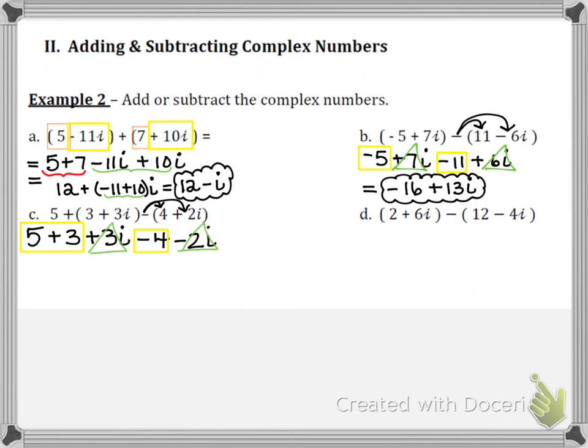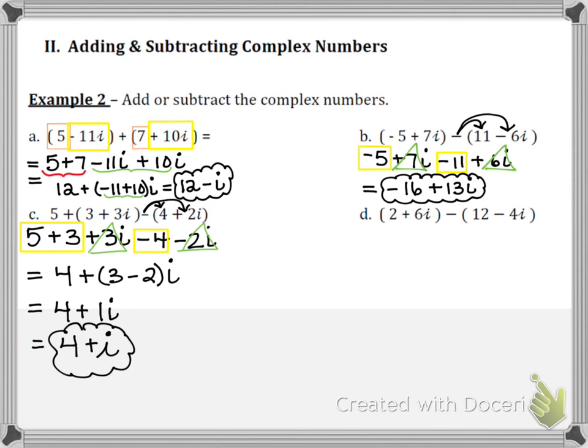So when I add 5 plus 3 and subtract 4, that becomes 4 because it's 8 minus 4. And then when I add the imaginary terms together, positive 3 minus 2 becomes the new coefficient on the i. So I get 4 plus 1i, or just 4 plus i.